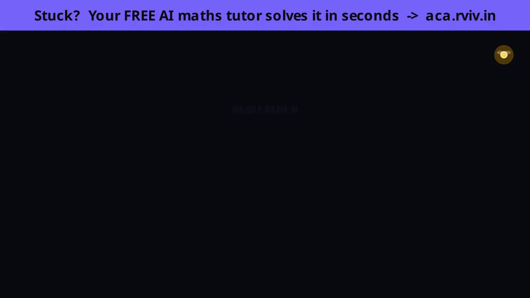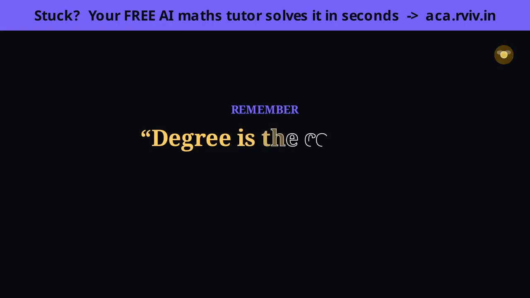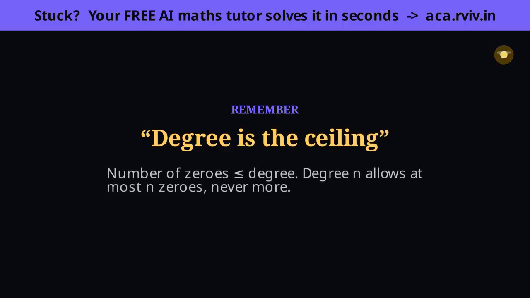And one more, the degree is the ceiling. The reason is that a degree n polynomial breaks into at most n factors, and each factor supplies at most one zero, so the count can touch the degree but never climb above it. Degree n means at most n zeros.